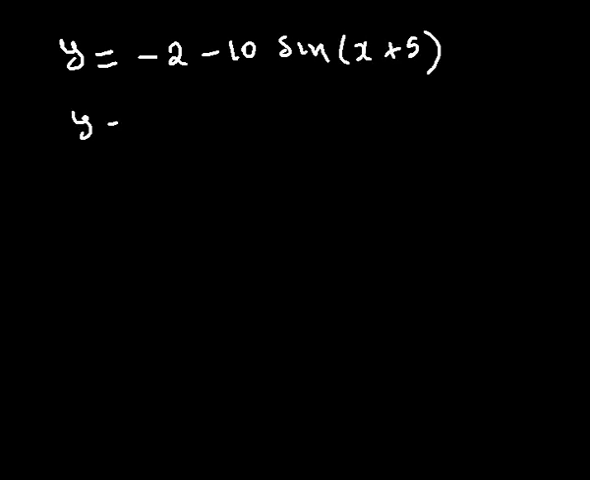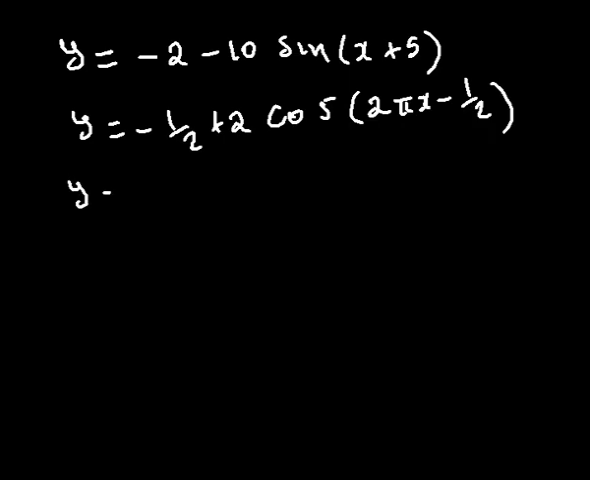And also finally try to sketch the following graphs. Let's say -2, -10 sine x plus 5. Let's say negative half plus 2 cosine of 2 pi x minus half. Let's say y is equal to negative 5, -4 sine of x minus 2. So try that.